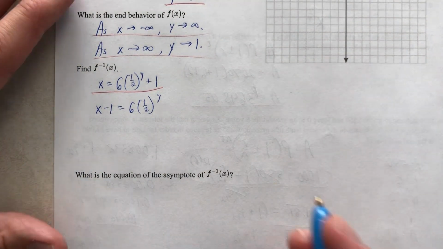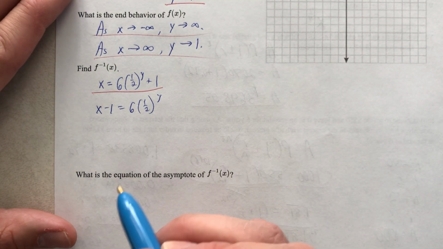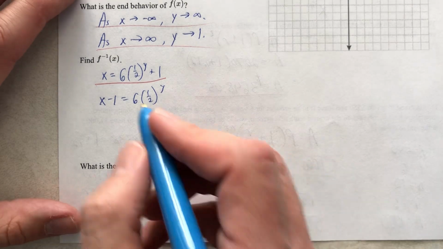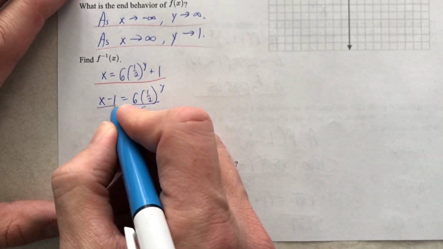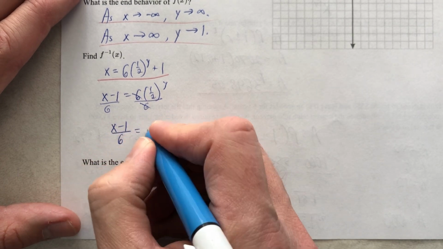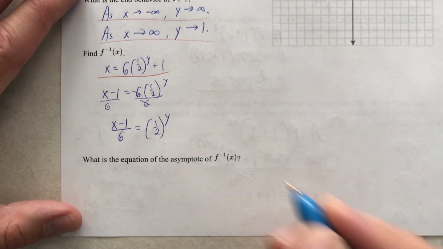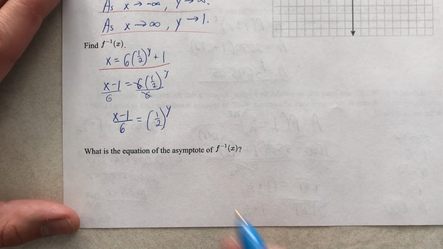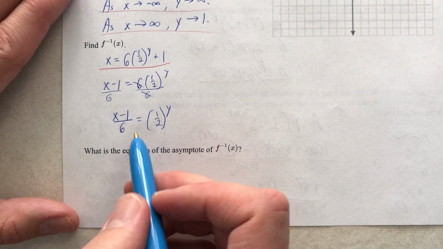Okay, still solving for y. Do not do 6 times a half. Don't do it. This 1/2 has an exponent. The 6 does not have the same exponent. So we're going to divide by 6. Cancel those. (x minus 1) over 6 equals (1/2)^y. A lot of people can get stuck here. It's okay.